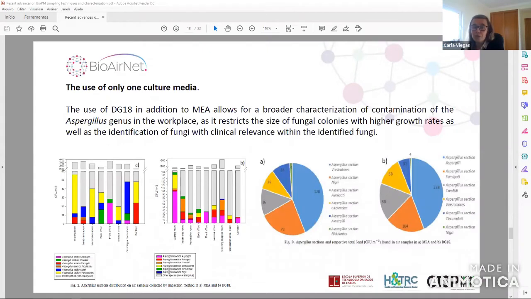Also, we shouldn't use only one culture media. In our case, the use of TSA in addition to malt extract agar allows for a broader characterization of contamination of the Aspergillus genus in the workplaces. You can see in both figures that different media can give us different results, and they both should be considered for the exposure assessment.